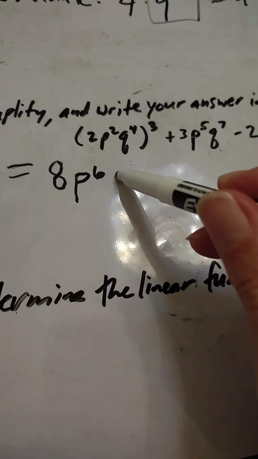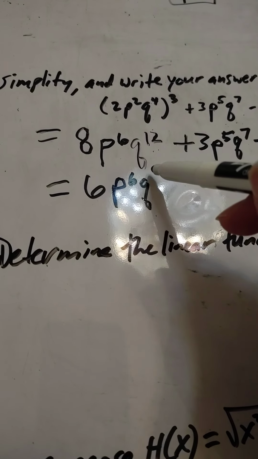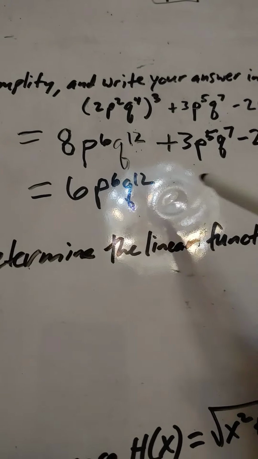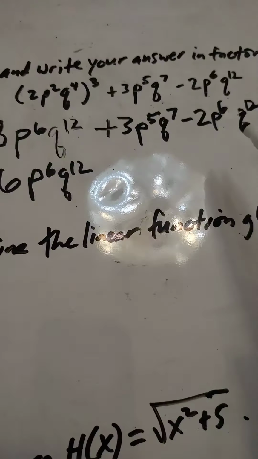All right, and now what you want to do is look for like terms. So my first term is called a p to the sixth q to the 12th term. And look at this, the last term is also a p to the sixth q to the 12th term. So we can combine these terms. So what are 8 of them minus 2 of them? And the answer is 6 of them. So I'm going to write this is going to equal 6. And then you keep that common factor of p to the sixth q to the 12th. So that takes care of the first and third terms.